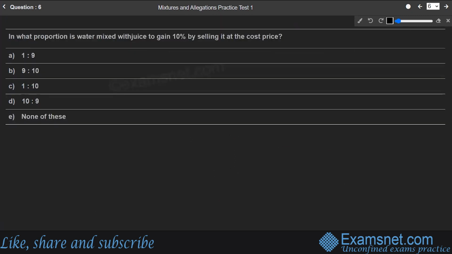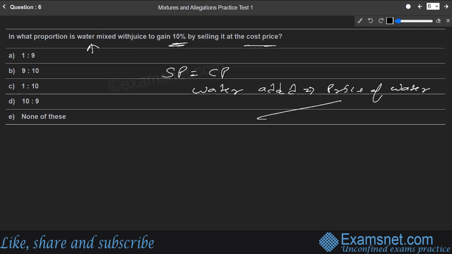Now, in what proportion is water mixed with juice to gain 10% by selling it at cost price? They say in what proportion is water mixed. Water is obviously free, so water should be mixed with juice to gain 10% by selling it at cost price. As they say, selling price is equal to cost price. So whatever water you have added, the price of that water is nothing but you are selling at the price of the juice.